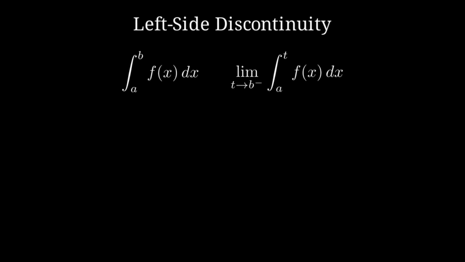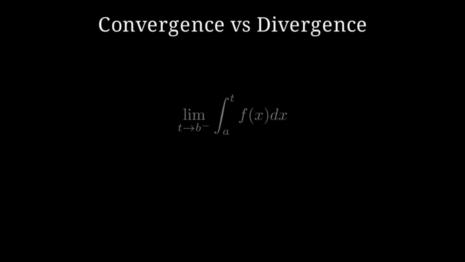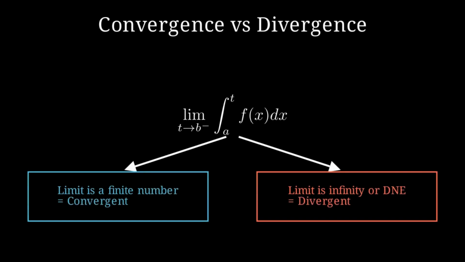Similarly, if the discontinuity is at the upper limit b, we take the limit as t approaches b from the left. We are essentially calculating the area of a slightly smaller region and expanding it to fill the gap. If the limit results in a specific real number, we say the integral converges. However, if the limit results in infinity or does not exist, the area is infinite, and we say the integral diverges.